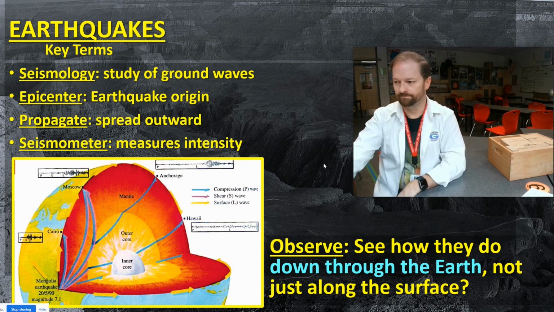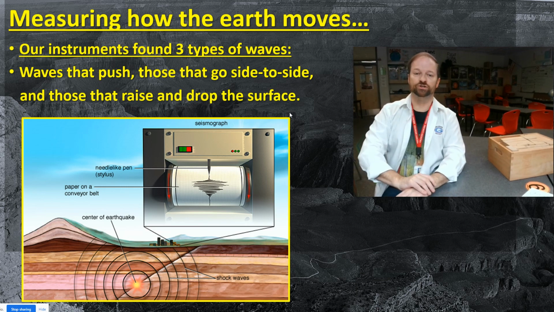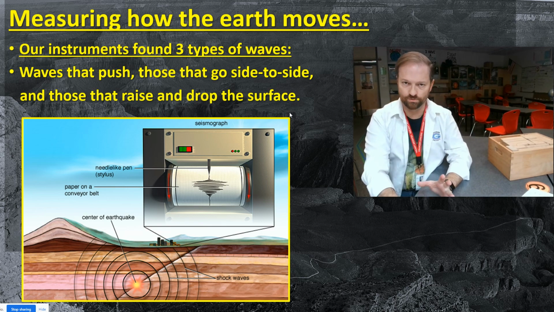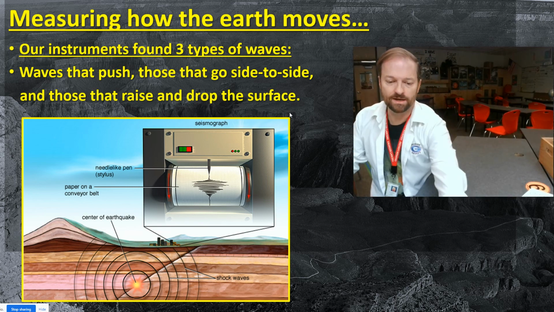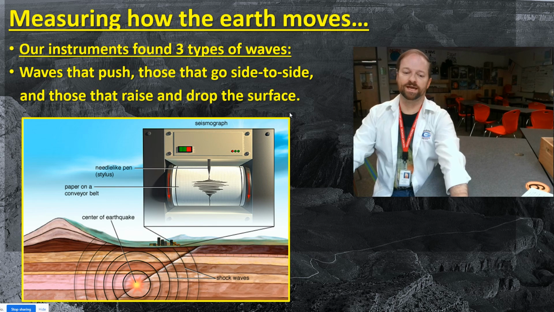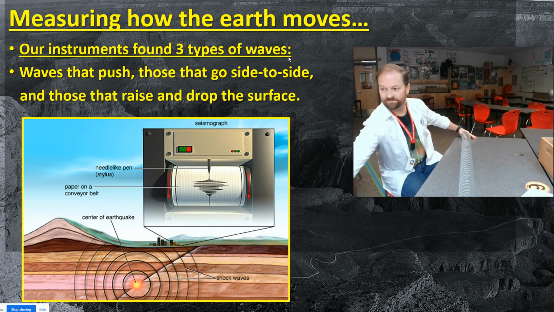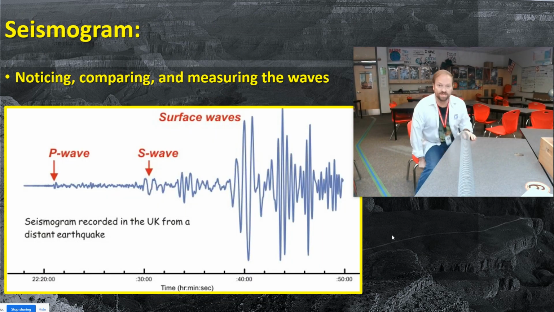All right, let's take a look at the three kinds of waves. We can measure the kind that push, we can measure the kind that go side to side, those shear waves, and we can measure the ones that lift and drop, those surface waves. And I have a handy thing here to show you how they move. I've got a slinky. I would like you to see the difference between a P wave, an S wave, and the surface waves. They're called L waves.